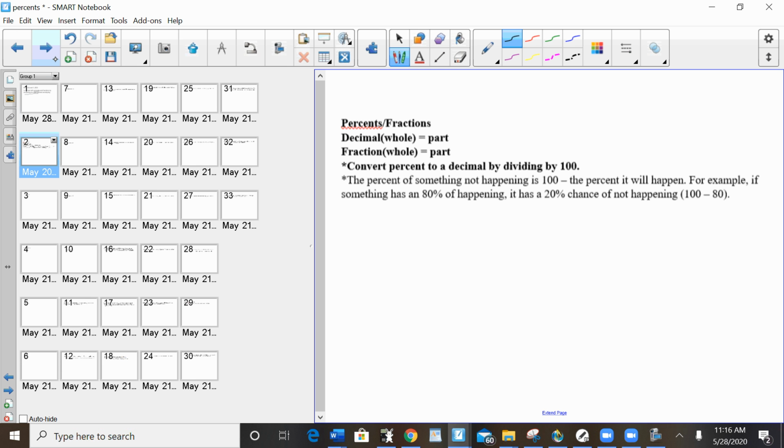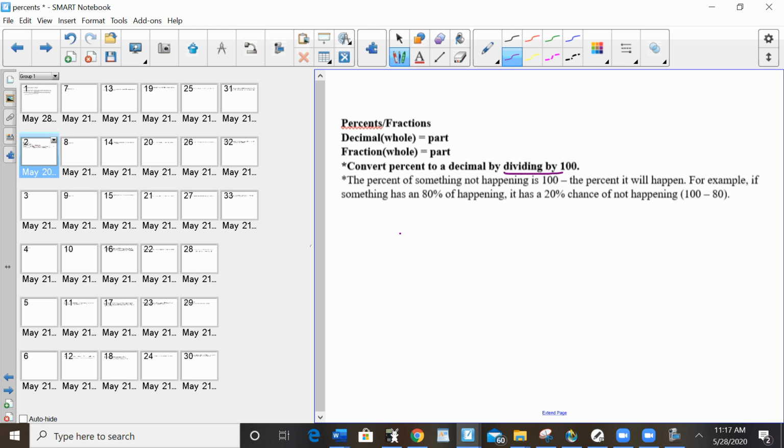So for percents or fractions, again, for a percent, we want to convert to a decimal, and then you're basically multiplying that by the whole to get the part. Convert percent to a decimal by dividing by 100. The percent of something not happening is 100 minus the percent it will happen.